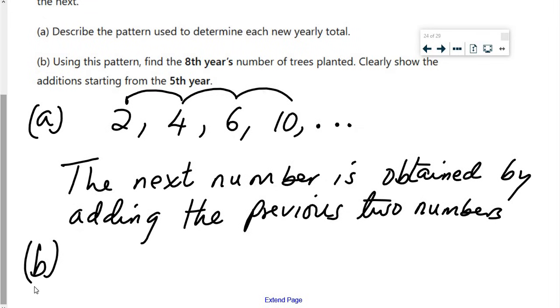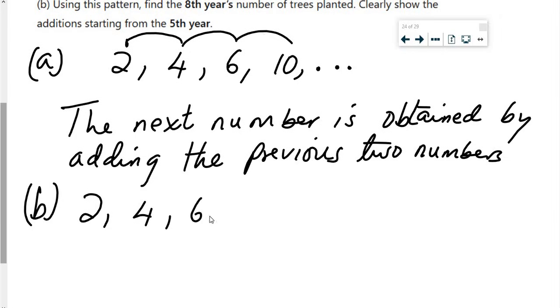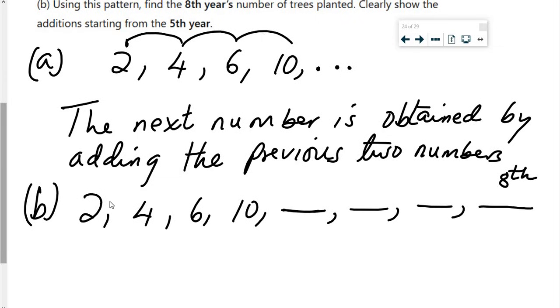B. Using this pattern now, can you find the 8th year's number of trees planted? So now we know the pattern. So 2, 4, 6, 10. What will be the next? 1, 2, 3, 4, 5th, 6th, 7th, 8th. So we are looking for the 8th number.